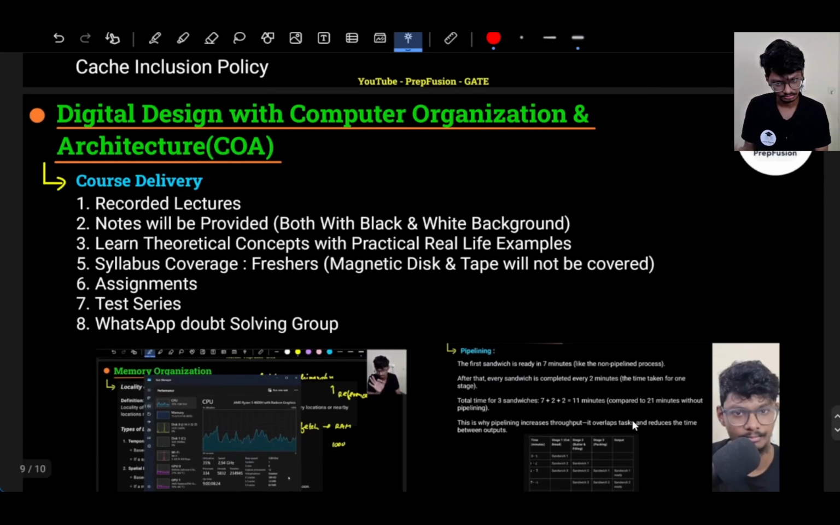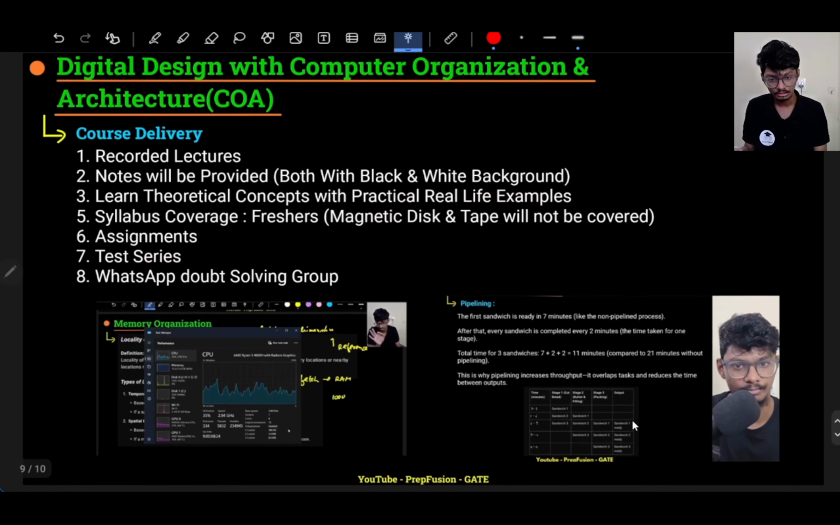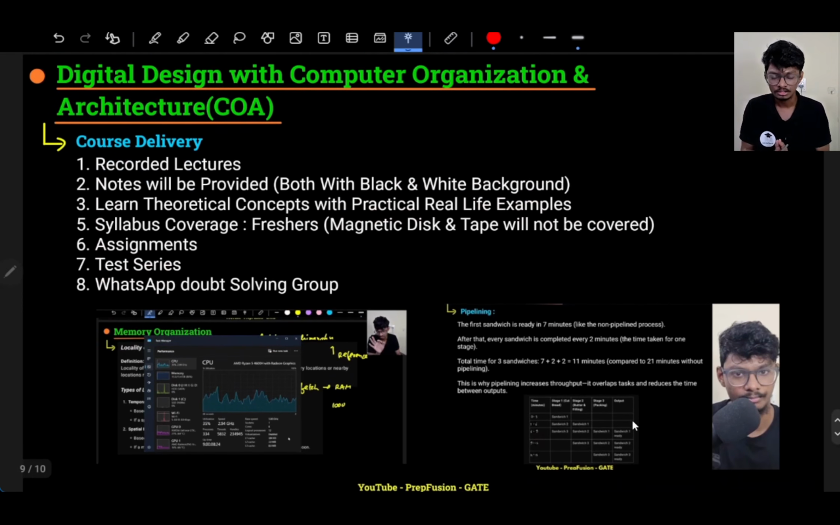Again, the COA course delivery is almost similar, all the features are the same. Only one important point to remember is that in the syllabus coverage, magnetic disk and tape will not be covered. This is not important for placements and not important for GATE as well. That's why we have not covered magnetic disk and tape. All other features are there, test series, assignments, all those things. So this was about COA and Verilog. Now let's get back to Himanshu sir and get to know more about the course.